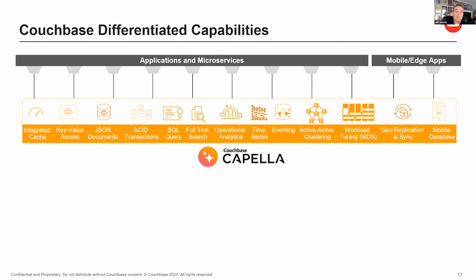So I've talked about this integrated caching capability of Couchbase, but we also have direct key value access to whatever data is stored in the database. We also provide JSON document access. We include ACID transactionality built into the database. We support a SQL query language, SQL++. And then we have all those other services I mentioned: search, analytics, time series data support, eventing. And our clustering is active-active, so it scales very, very cleanly.